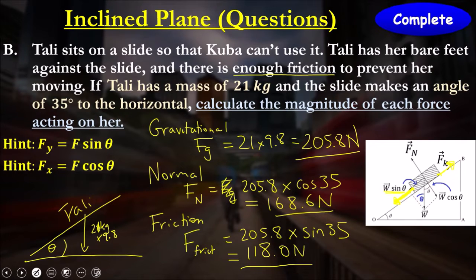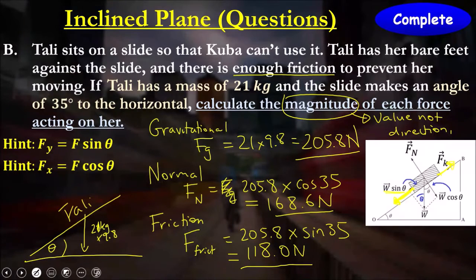Now, some of you might ask, why didn't you write down plus or minus in this equation, even though I did last equation? Because the question's asking about magnitude. Magnitude is only asking for a value, not direction. So I can get away with not having the direction written down here.